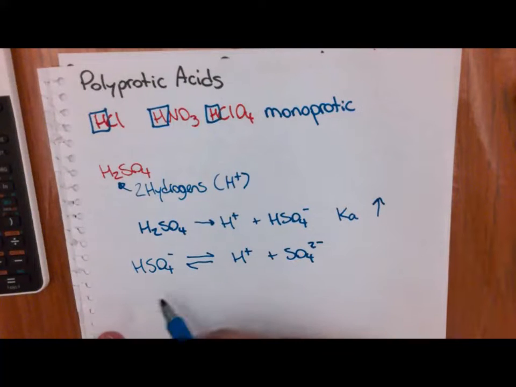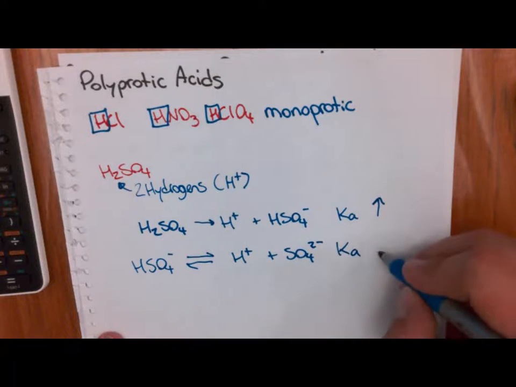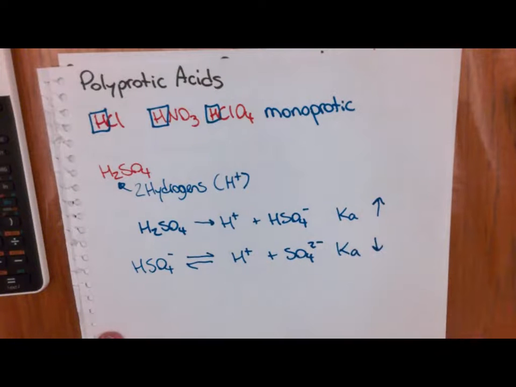However, with all polyprotic acids, the Ka of the second reaction is going to be relatively low. What this means is that these H plus ions are not going to be produced very readily. They may produce a few, but it's not going to produce a significant amount of H plus ions to contribute to decreasing your pH or anything like that.